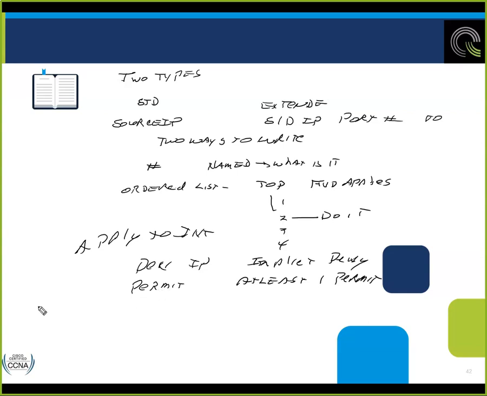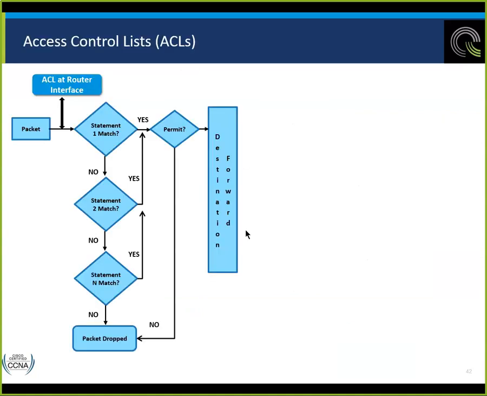And then after that, we're going to have the implicit deny. We'll do the implicit deny in a different color. We're going to have a deny all else. So we have to have at least one permit statement for the access control list to work.